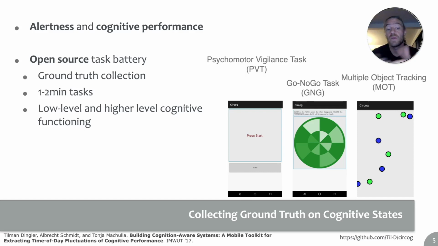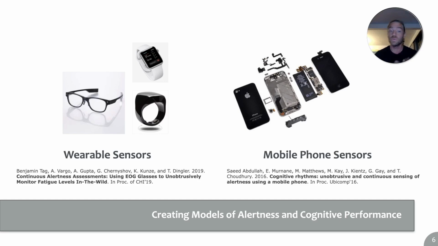Now consumers may not want to perform these tasks for 2 weeks at a time before their devices figure out their alertness fluctuations. So this should obviously be done in an unobtrusive way. We use this toolkit, for example, to collect ground truth along with continuously collected data from wearable sensors. In the case of my colleague Benjamin Tack's work, he's been looking at using EOG data and measuring eye blinks and then correlating that with alertness measures collected through the toolkit.